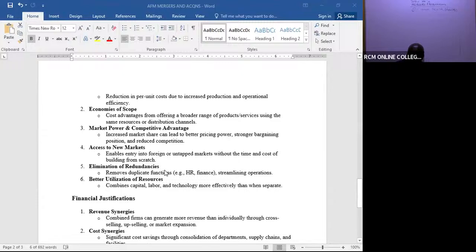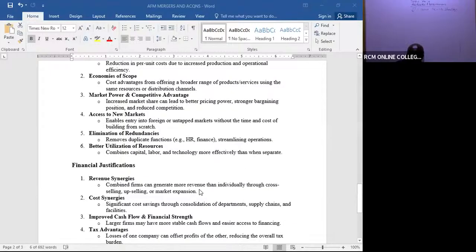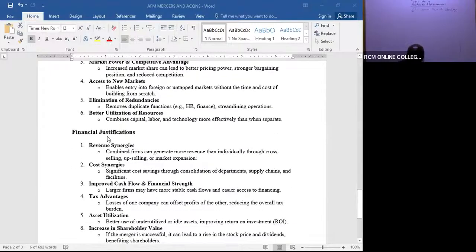Elimination of redundancies removes duplicate functions, streamlining operations. Better utilization of resources: we become efficient, combining capital, labor, and technology more effectively than when separate. Then financial justifications, just the same points, but now you're looking at the money perspective.